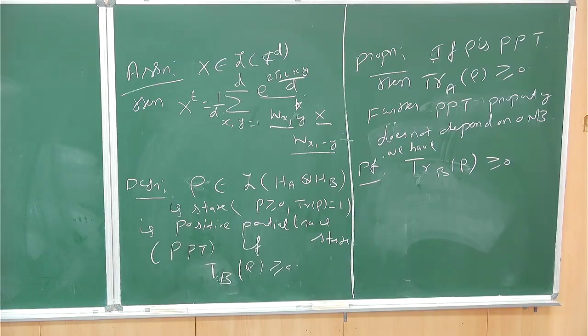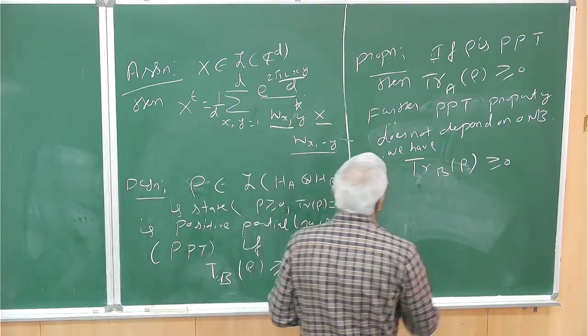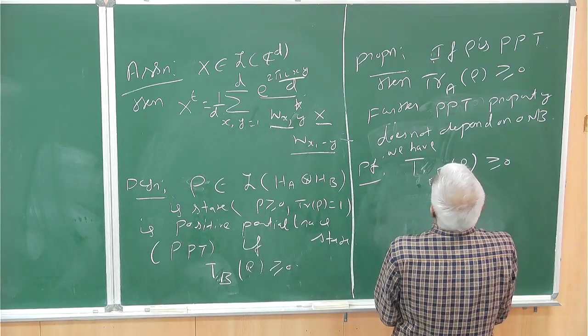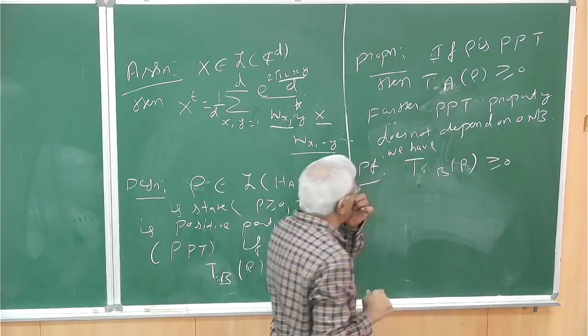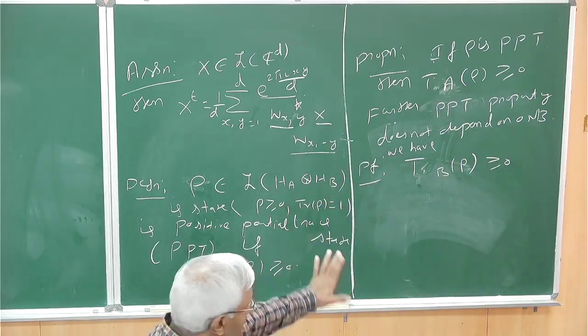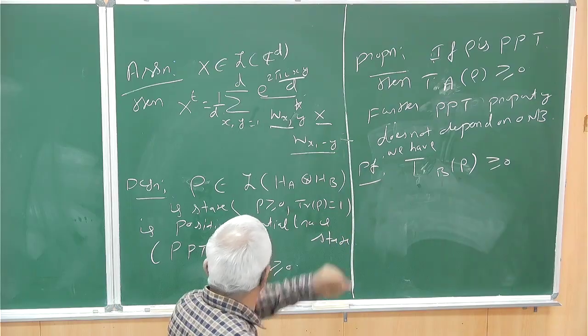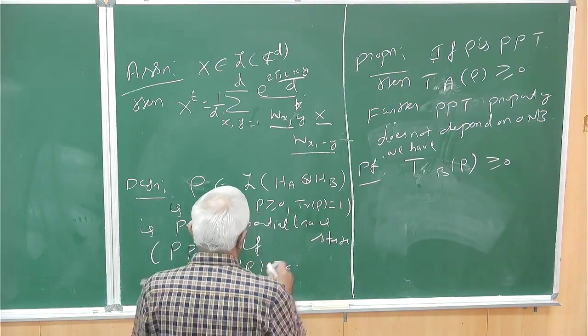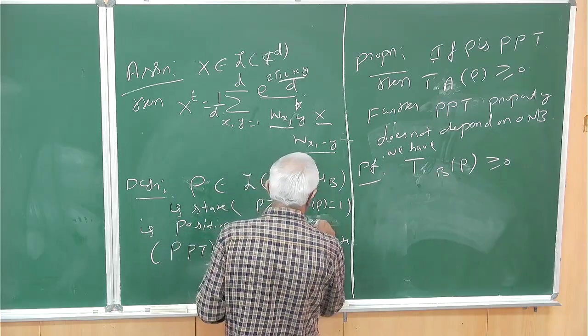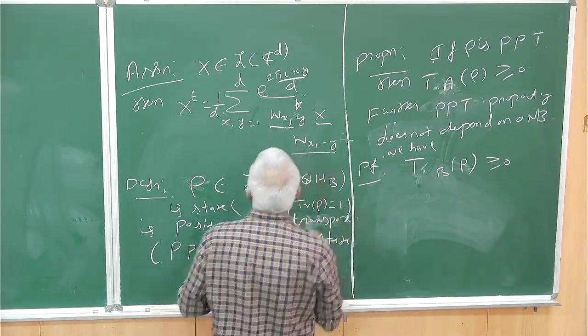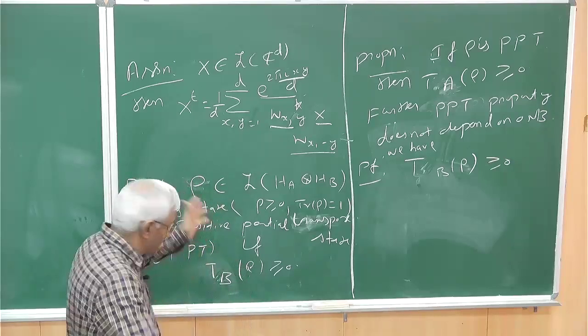Sorry. Yeah, when we write the condition, everything will be for transpose only. Okay. So then T_A of rho, if you take the transpose with respect to A, that is also positive. That's what this says, and the PPT, partial transpose property. Sorry, here also, I'm extremely sorry. I have to change the whole thing. Okay, let me start it again.